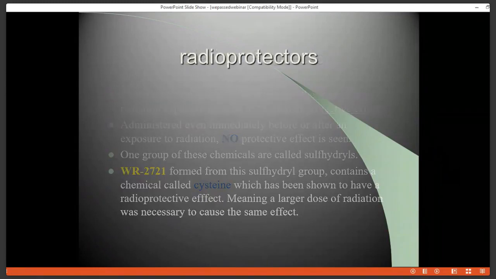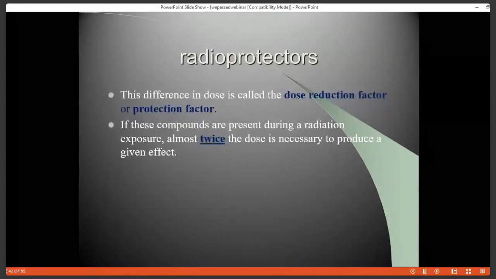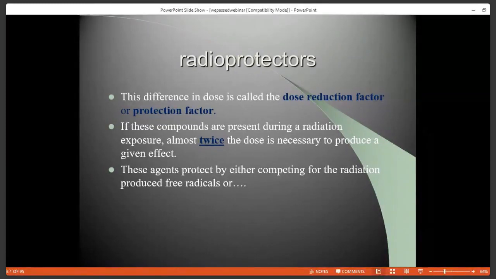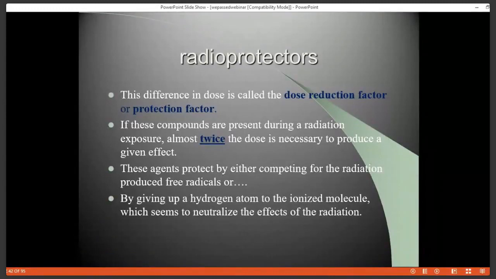This is called the dose reduction factor or protection factor. If these cysteamine compounds are present during a radiation exposure, almost twice the dose is necessary to produce a given effect. So it can have quite a bit of a protection factor on normal tissues, if we are able to deliver those to the normal tissues and not to a tumor. How they work: they protect either by competing to produce free radicals or by giving up hydrogen atoms to the ionized water molecules, which seems to neutralize the effects of radiation. They're really free radical scavengers. So again, that's why they need to be present at the time of radiation exposure.